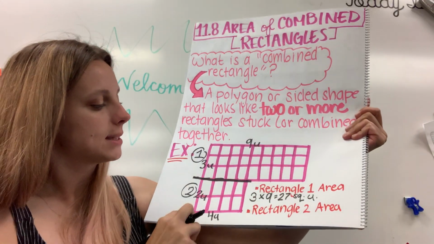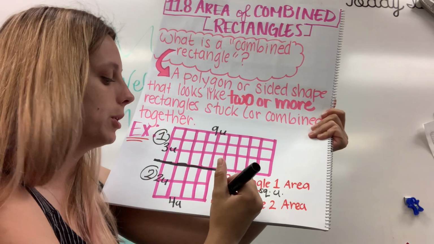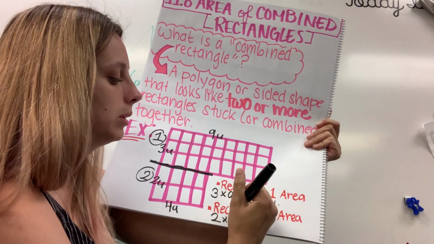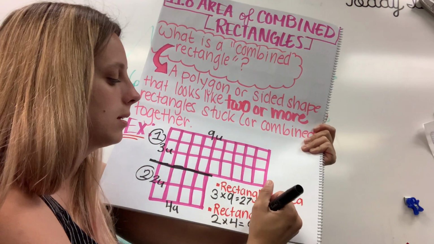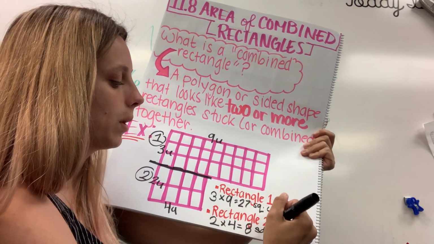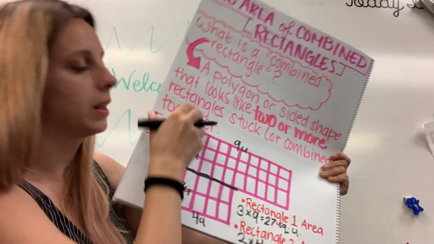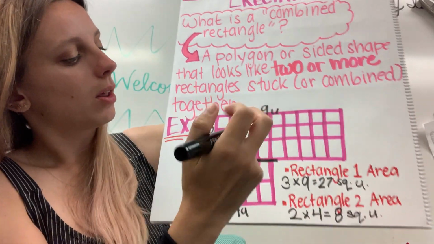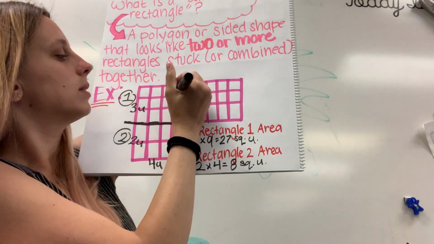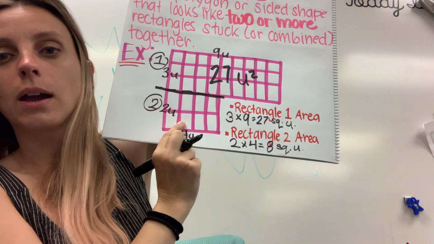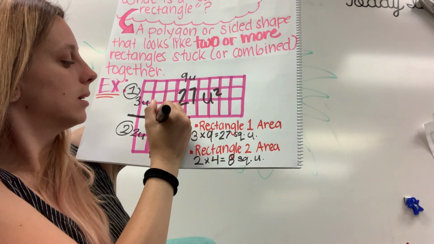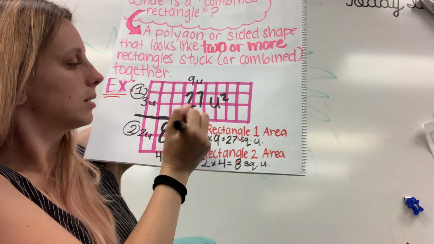Now we're ready to solve rectangle 2. So rectangle 2 has a side length of 2 and a base of 4. So I'm going to go ahead and multiply 2 and 4. And 2 times 4 would be 8 square units. All right. So I know that if I counted all these squares, I would get 27. So this is 27 square units. And I know that if I counted all the squares in here, I would find 8 square units.